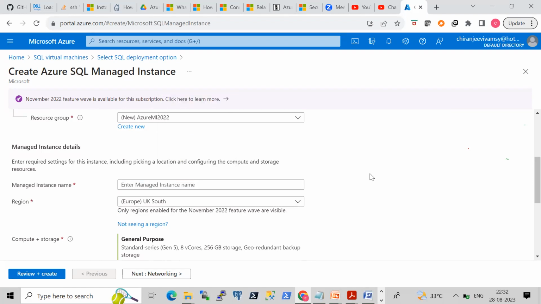So the managed instance name is something that you have to be careful with. The maximum length, I guess, is 16, and it doesn't allow uppercase letters. It has to be lowercase, and the maximum length is 16 characters.